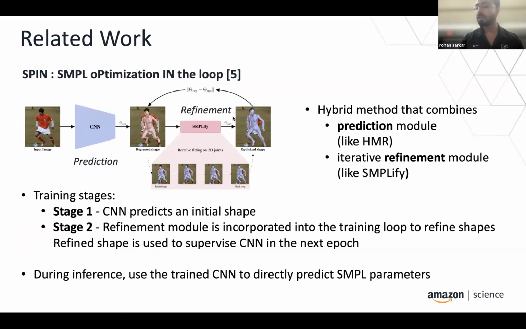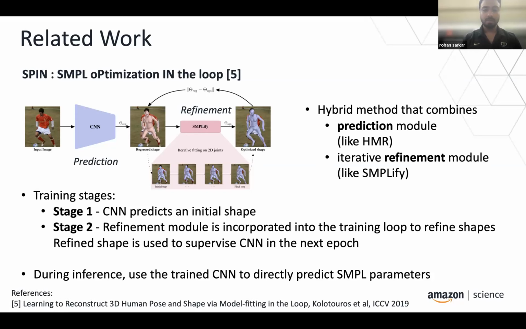In the first stage, it predicts an initial shape, which is not perfectly aligned. And in the second stage, the refinement module is incorporated inside the training loop to refine the shape. The refined shape is then used as pseudo ground truth for training the CNN in the next epoch. During inference, only the trained CNN is used to directly predict the SMPL parameters.